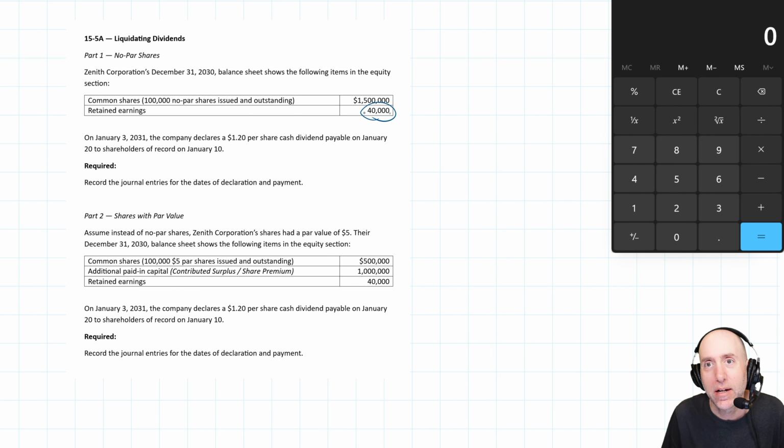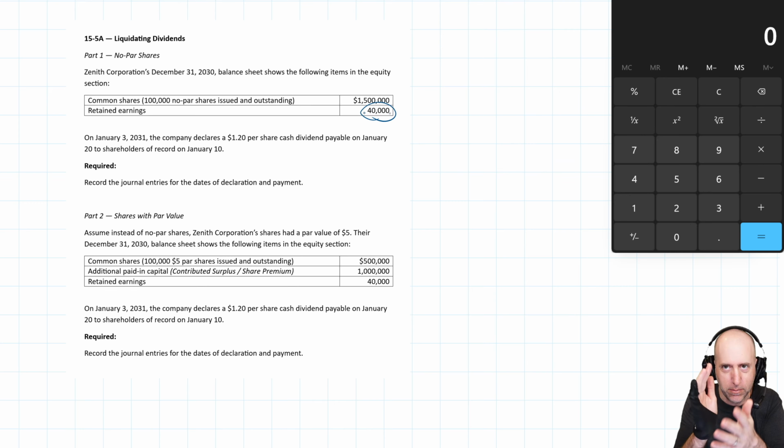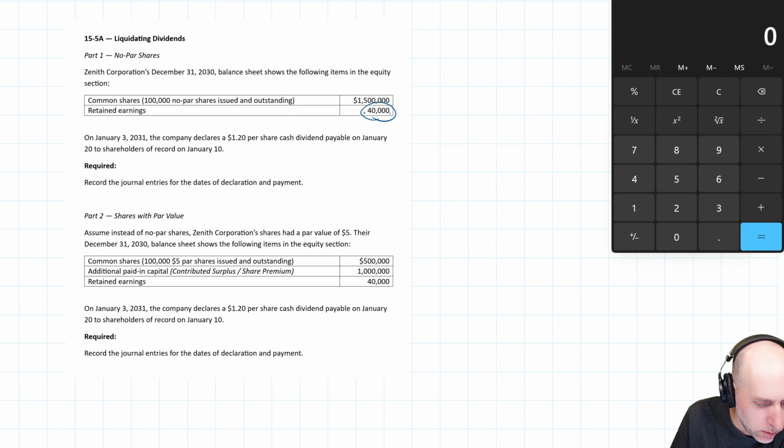Why might that happen? The company could be wrapping up business and they're just like, okay, time to return all the money to our shareholders and be done with this business. And so we're paying dividends more than what we have in our retained earnings account. It's unusual, but it happens. So here's how we account for it.